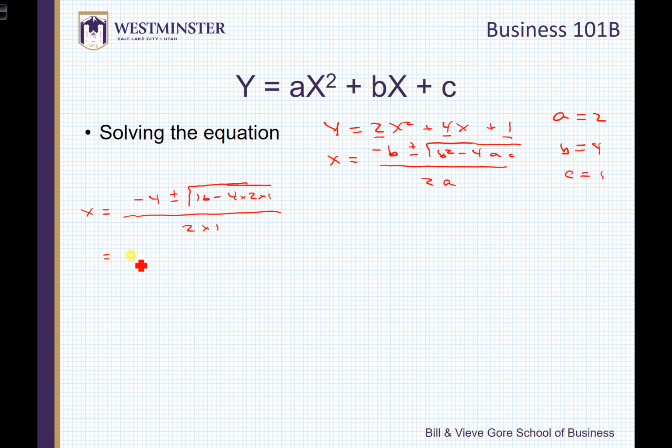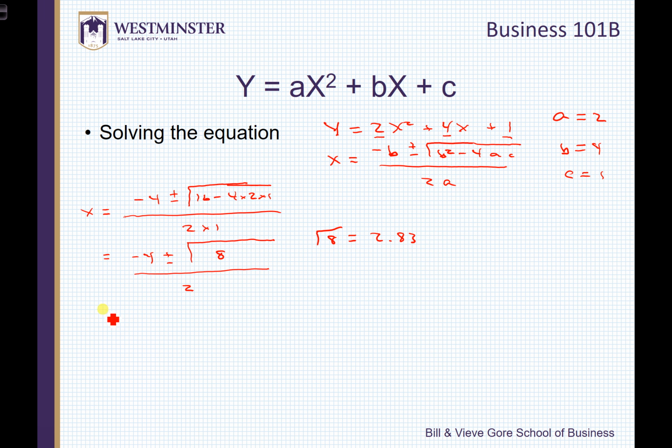Well, that gives us negative 4 plus or minus, well, 16 minus 4 times 2 times 1, 16 minus 8 is going to be the square root of 8, divided by 2. Well, the square root of 8, if we put that into our calculator, equals 2.83 if I simply take it to the second decimal place. When you only go to 2 decimal places, you lose a little bit of fidelity in the value of the number, but it's going to be close enough for our purposes.